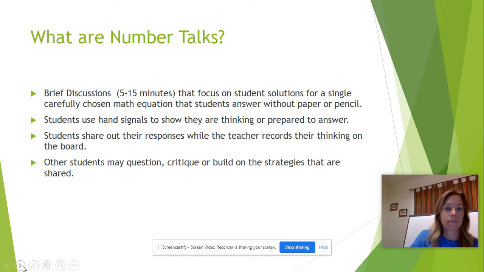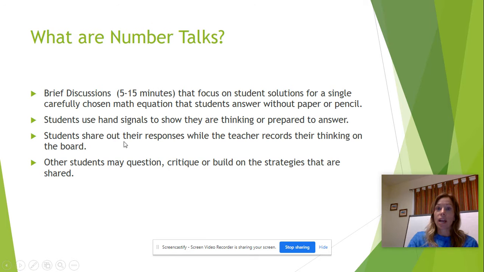So first things first, what are Number Talks? They are brief discussions. They should only last about 5 to 15 minutes, and they focus on student solutions for a single, carefully chosen math equation that students answer without paper or pencil. So all of this math is done mentally. And they are going to be using hand signals, which I will show you in our next slide, to show where they are in their thinking process with math.